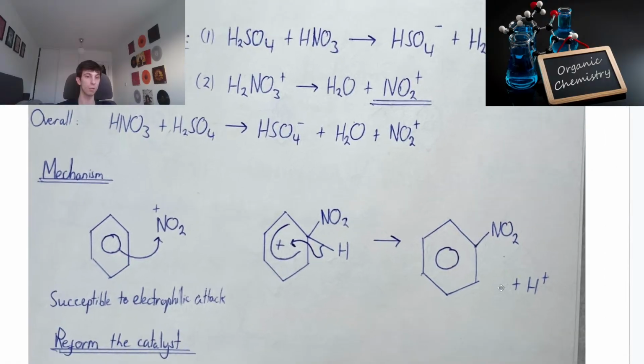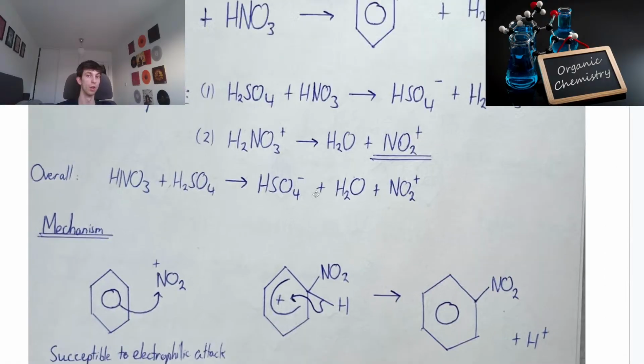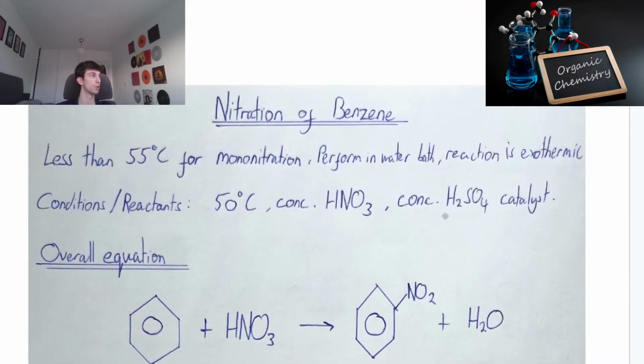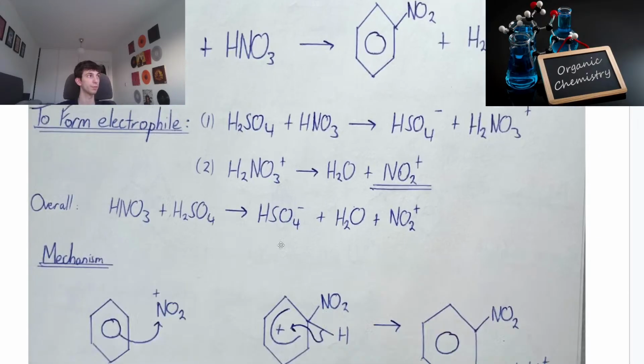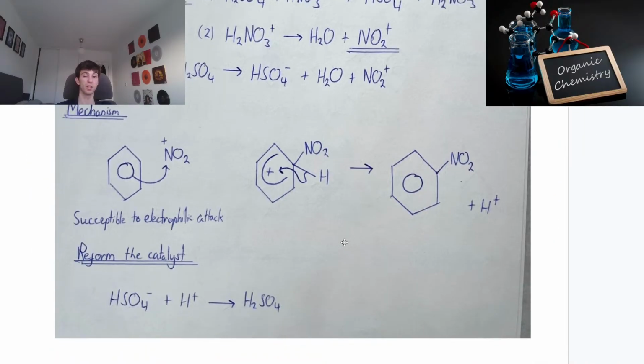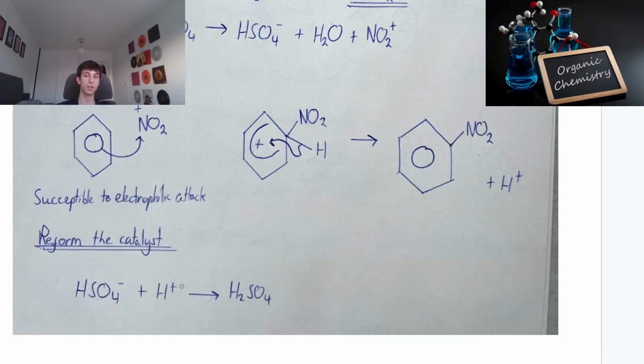To reform the catalyst, because we currently have that positive proton, what was the catalyst? Go back up. It was that concentrated sulfuric acid catalyst. So to reform the catalyst, we have that H plus, add it to our HSO4 minus, that gives us exactly what we need of H2SO4. That's sulfuric acid catalyst reformed.